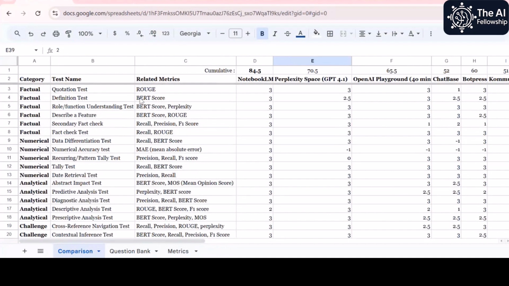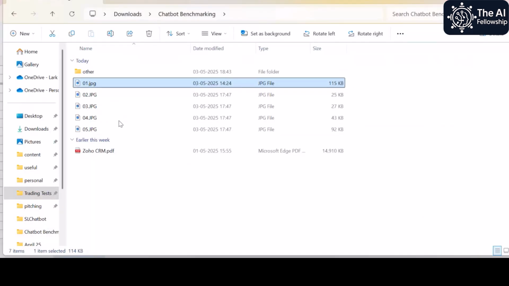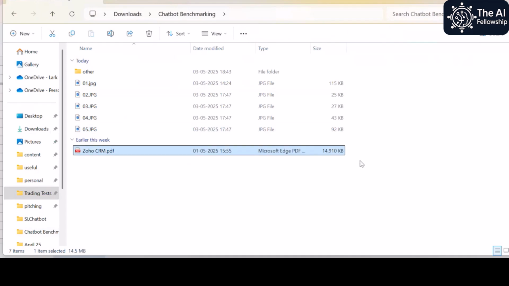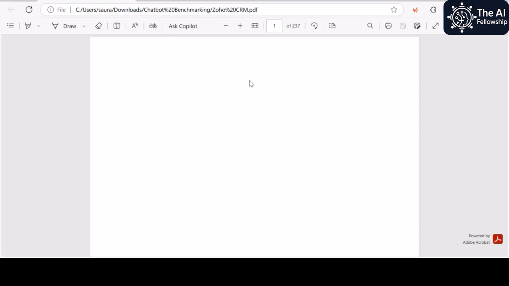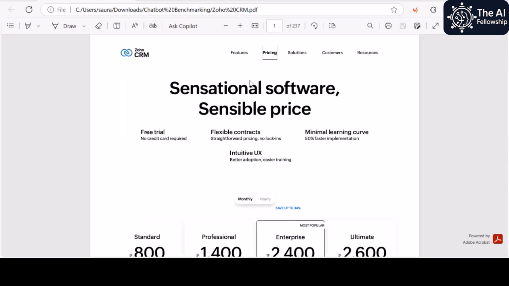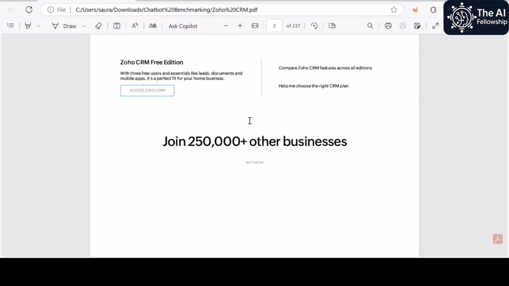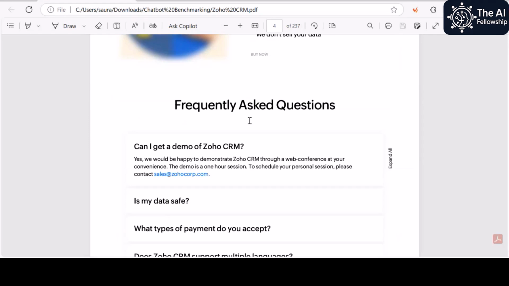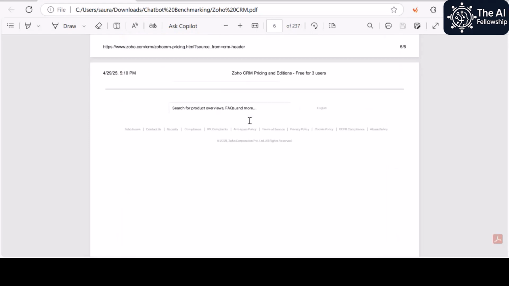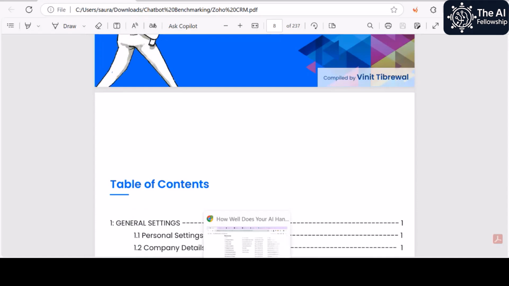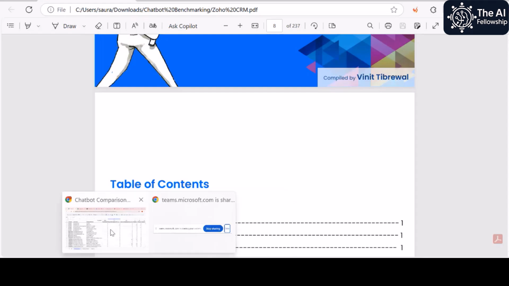So I created a set of questions. I created training data. The training data should be standard for all chatbots. I created around a 15 MB document which tells about Zoho. It is basically scraped information from the website. So training data should be standard. That is most important for all of these. It is around 240 pages. Okay, that is the first thing.